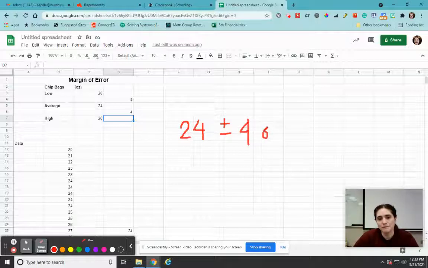Now probably, I haven't weighed this to be sure, but my theory is that if you actually weighed the chips, probably they give the lower value and then everything is above that. So instead of having the average bag weigh 24, they might put 20 ounces. The average might actually be 24, but they don't want to disappoint the customers, but that's my theory. I haven't tested it. But basically, you've got a margin of error. This is like the acceptable range for your bag of chip weight.